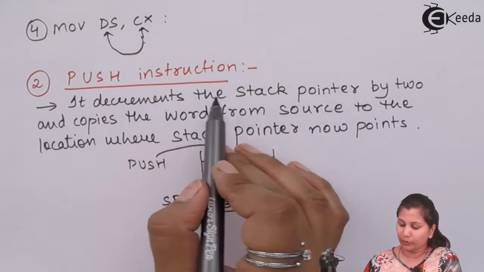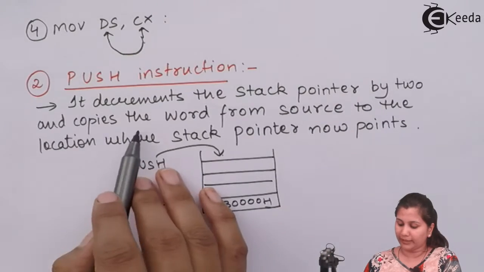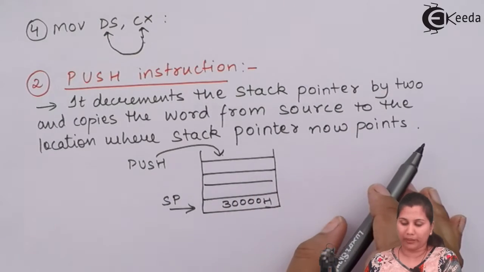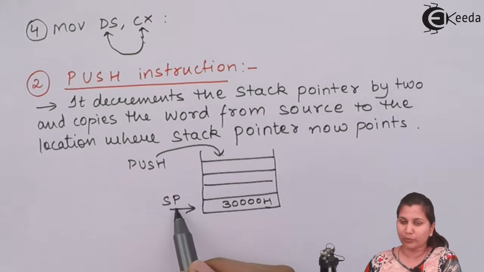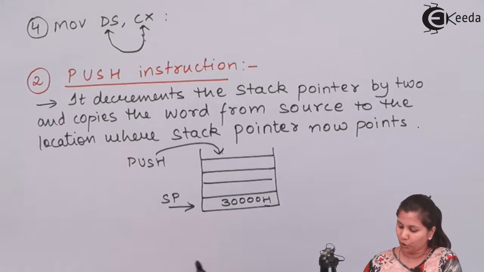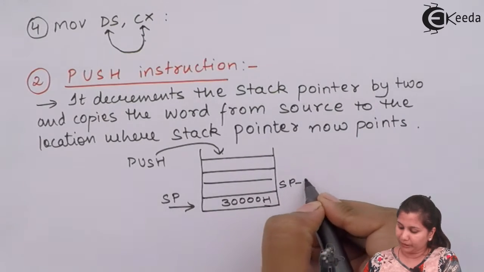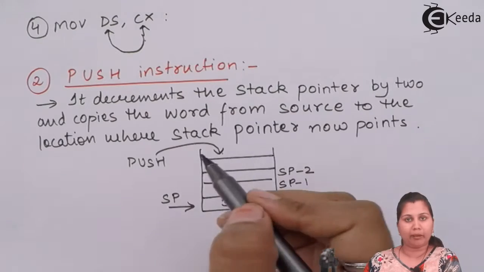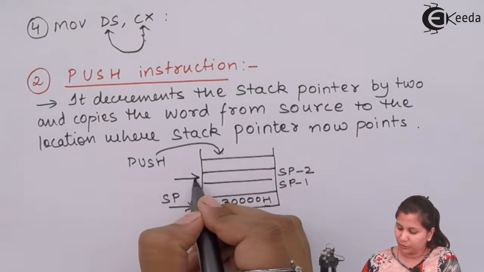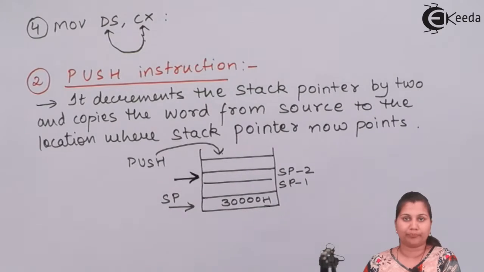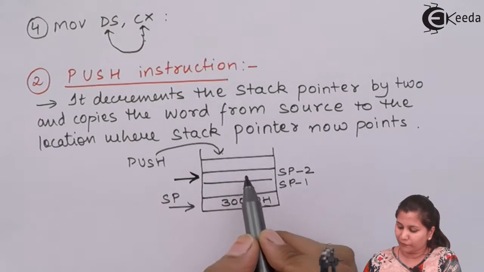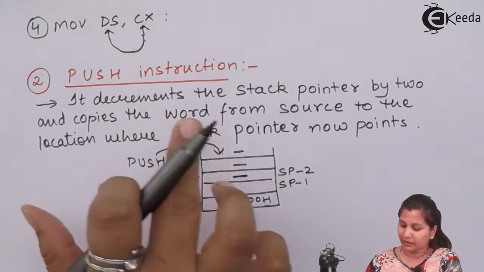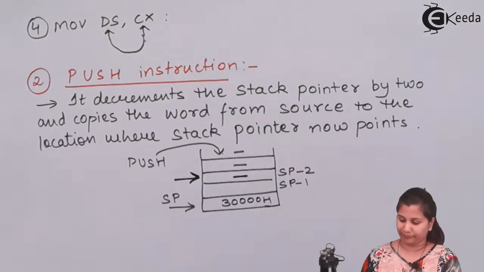The stack is going to store the data through this push instruction. First it is going to decrement the stack pointer by 2 and copy the word from the source to the location where the stack pointer now points. So this is stack pointer, this is stack pointer minus 1, this is stack pointer minus 2. So it is going to be decremented by 2, and now the stack pointer is going to point at this memory location. The data is going to be stored first at this memory location, then this, and then this.